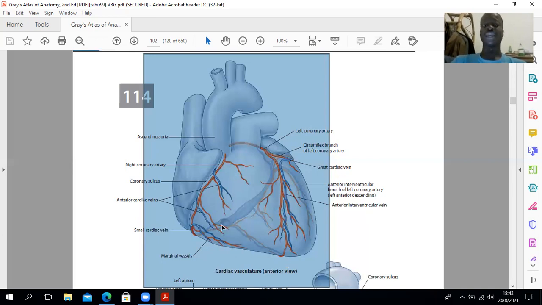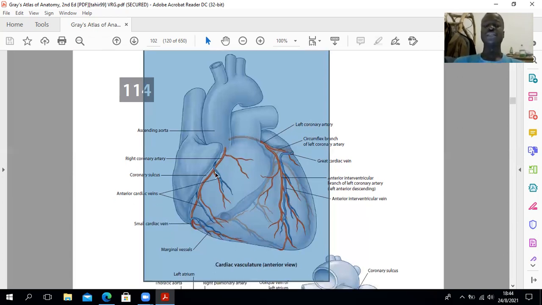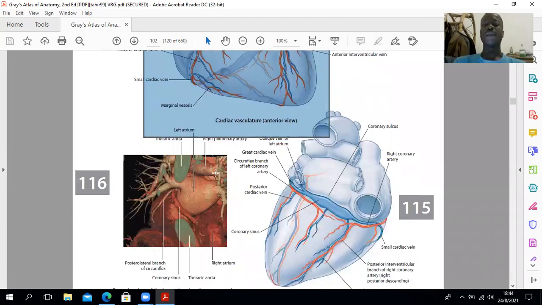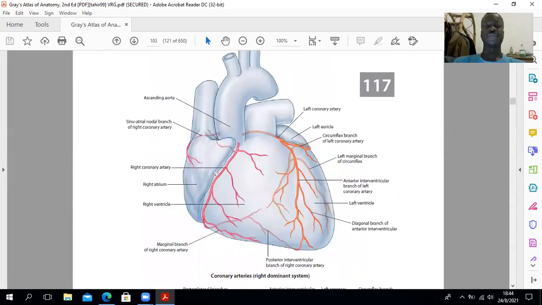That occurs in 90% of the population, whilst in another 10% of the population, that posterior interventricular artery will be a branch of the left coronary artery. And that's known as right dominance and left dominance, respectively. Then in 65% of the population, the right coronary artery will give the branch to the SA node, whilst in another 35% of the population, the branch that supplies the SA node will come from the left coronary artery, right?